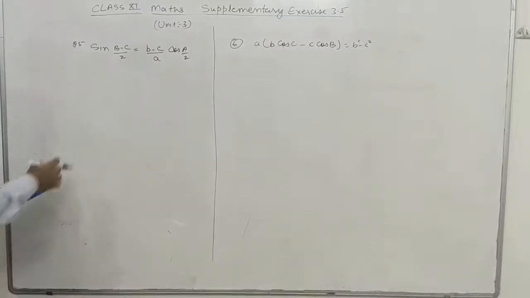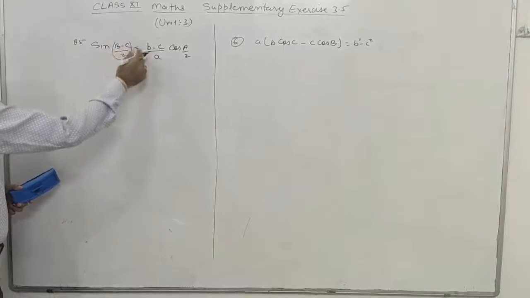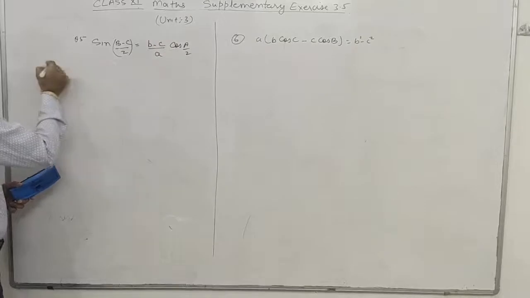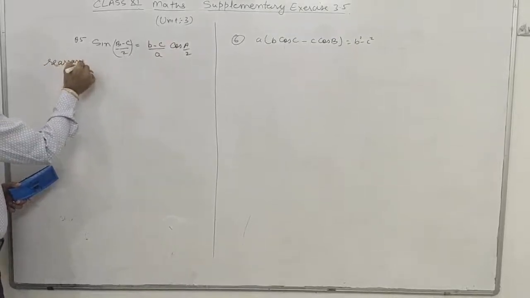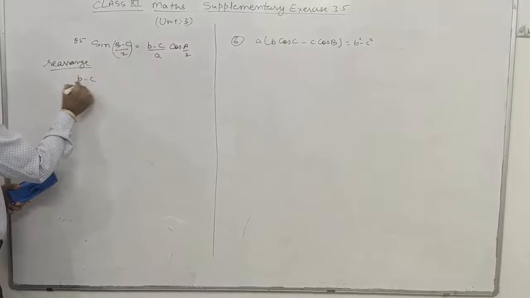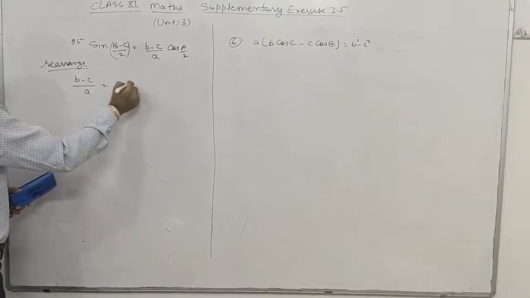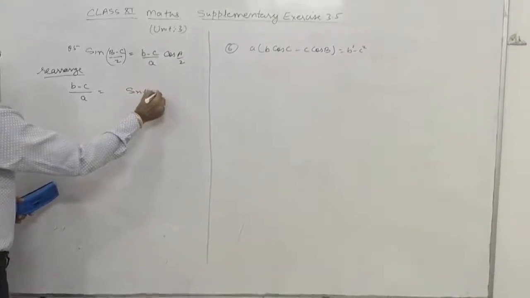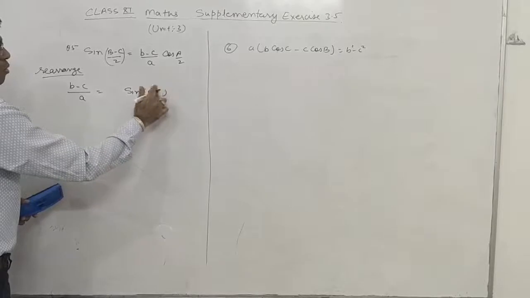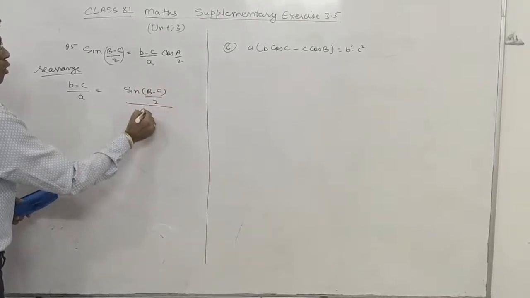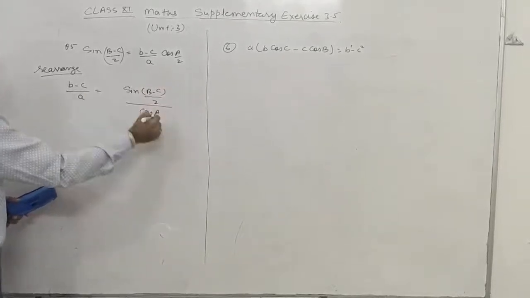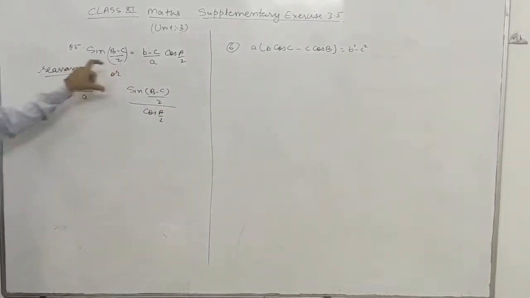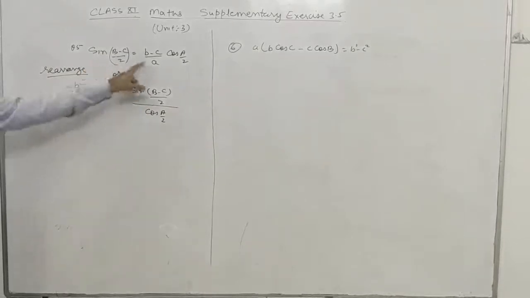Now in question number 5, sin (B minus C)/2 is equal to B minus C. These are the sides and these are the angles, cos A/2. We can rearrange it. How can we rearrange it? (B minus C) upon A is equal to sin (B minus C)/2 upon cos A/2. So we can rearrange this, and now we have to prove this one, because on cross multiplying this is coming.